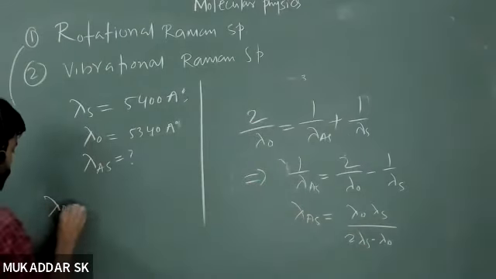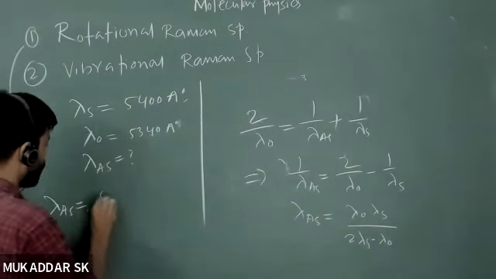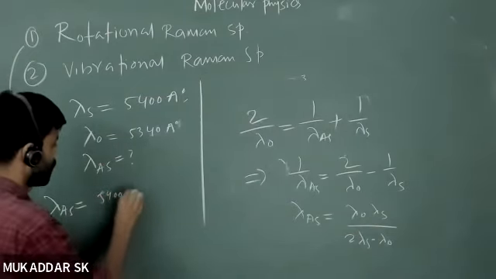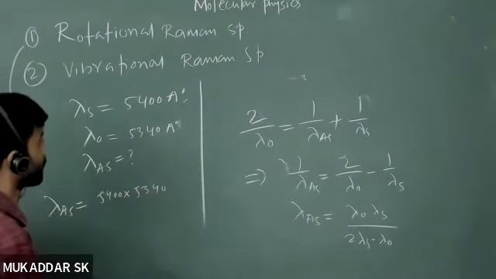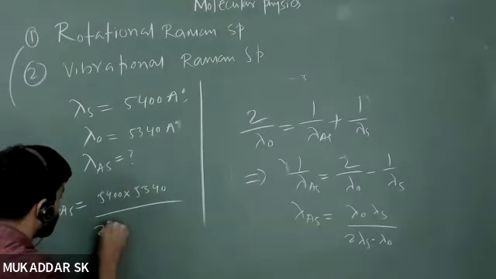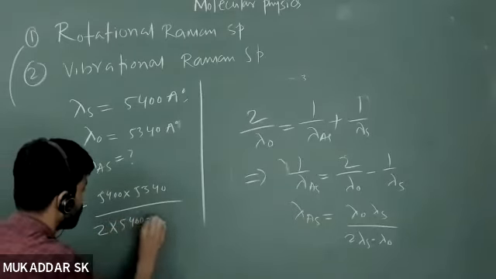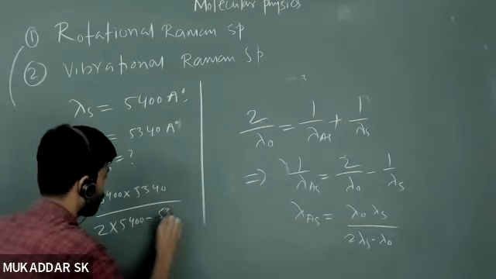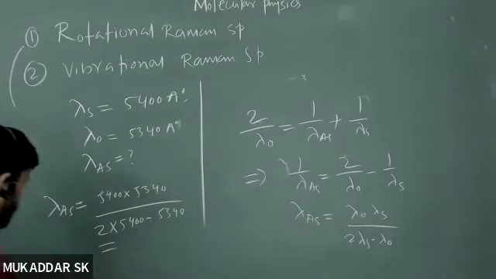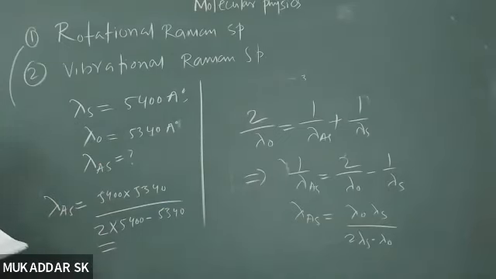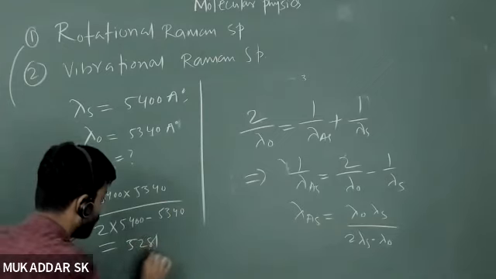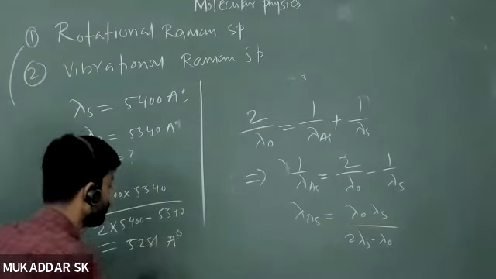So lambda a, if you calculate, it will be 5400 into 5340 divided by 2 times 5400 minus 5340. If you calculate it, you will get 5.281 into 10 raised to 3. So it will be 5.281 into 10 raised to 3, so 5281, right? In Angstrom. Yes.